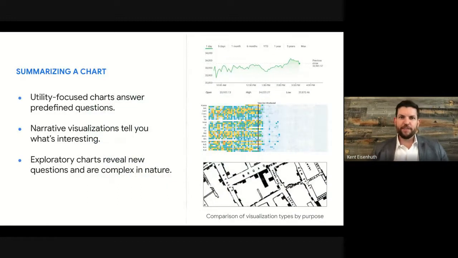So I showed 3 different examples here that were each drastically different from each other. They had different purposes. Dr. Jon Snow's chart was more exploratory in nature. It was helping aid an investigation. The stock chart was meant to answer a very direct set of questions that we're all aware of. And the vaccination chart, the heat map, was used to support a larger narrative.